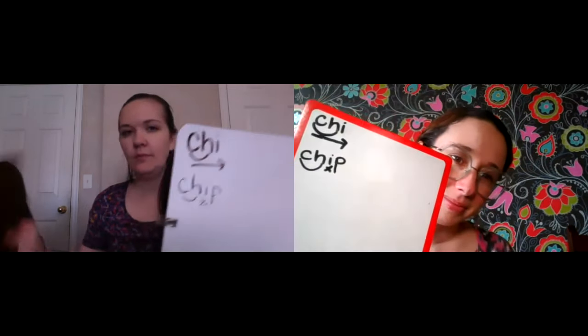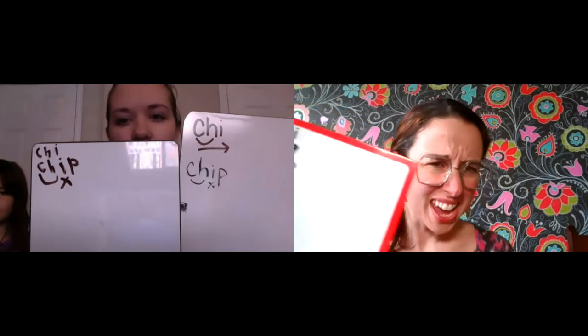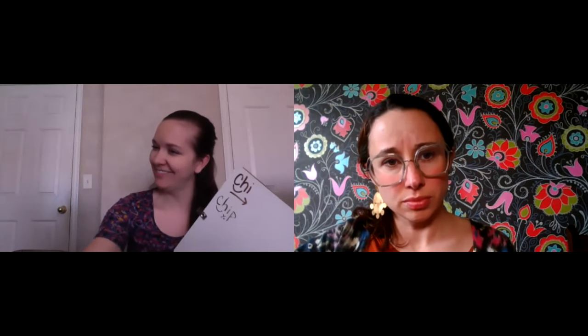All right, Eden, tell us how you mark the word chip. I put an arc under the CH digraph and an X under the vowel because it's important. Yeah. All right, go ahead and point to your word and read it two times. The word is chip. Chip. All right, let's do another word.